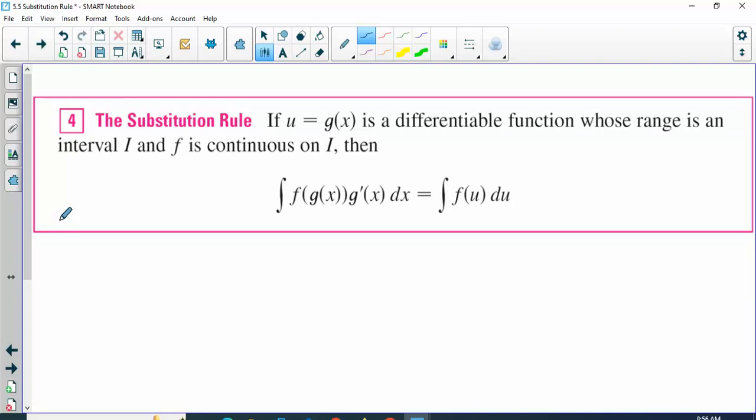So that's where the substitution rule comes in. Now it doesn't work on every problem, so we have to be able to look at our problem and identify when this is an option. It tells us that if you have a differentiable function, g of x, and you are dealing with a composition of functions, so f composed with g, in order to do the antiderivative, it also has to be multiplied by the derivative of the inside, because that's like the chain rule in reverse.